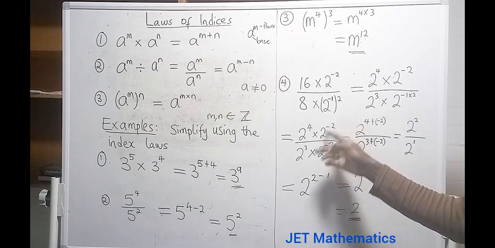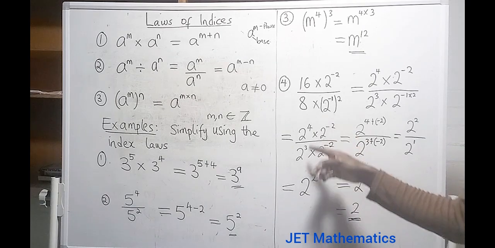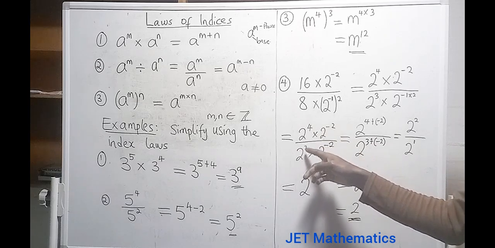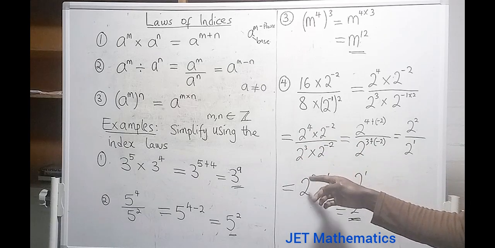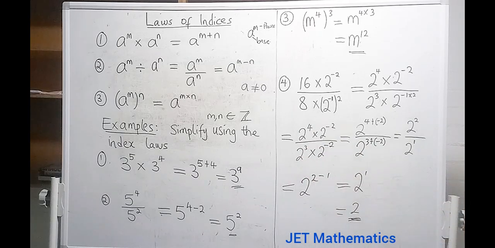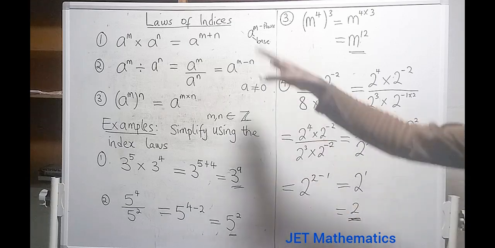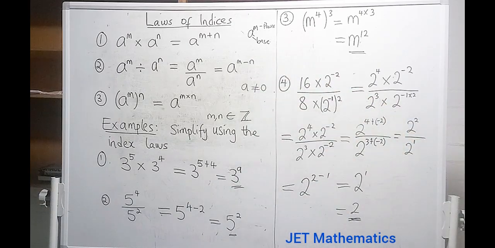So if I had also cancelled out from here, I will have 2 raised to the power 4 divided by 2 raised to the power 3, which when I solve, I will still end up getting 2. Okay? I just use this procedure, just want to show all of these laws, how they are applicable.